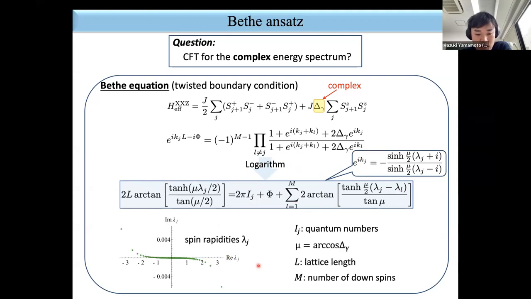Here, the spin rapidities lambda j are distributed in the complex plane, and ij are the quantum numbers. Mu gives the anisotropy parameter, L is the lattice length, and N is the number of downspins.